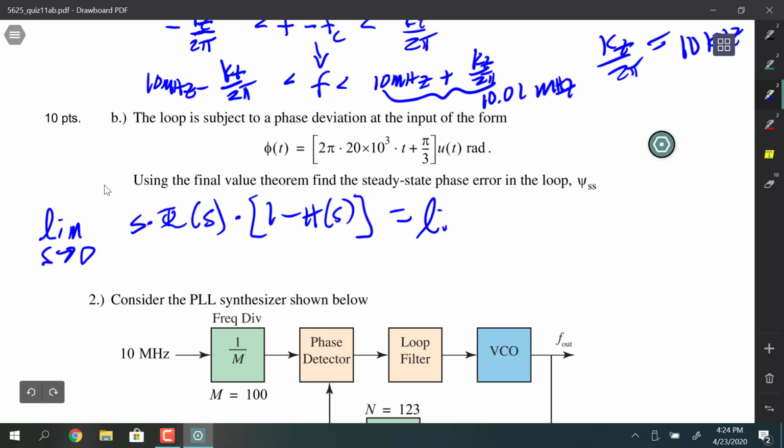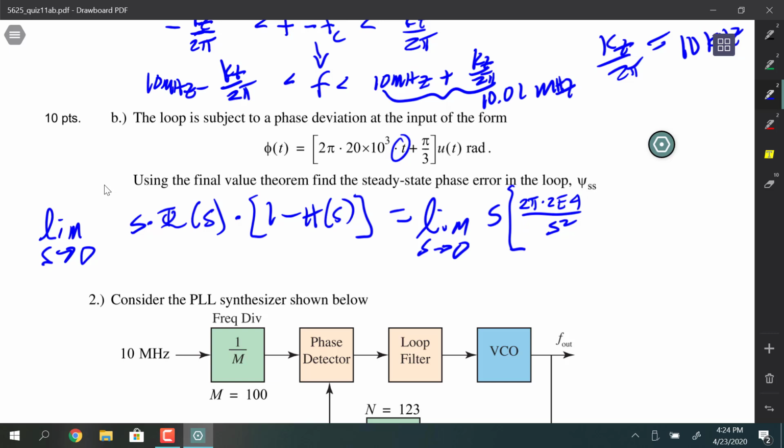So you'd have, and I'll get you a cleaner version of this, limit as s goes to 0, and then you'd have 2 pi times 2e4 over s squared, right? Because we have a ramp here. We have a t over here, so we're ramping in phase. So it's not a phase step, which would be 1 over s. It's a phase ramp, so it's 1 over s squared.